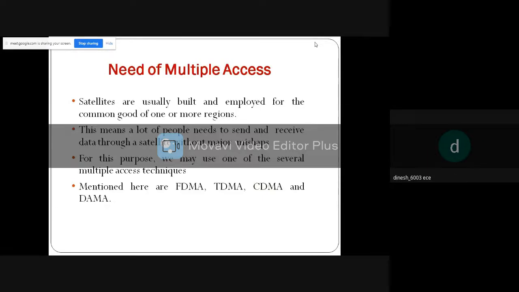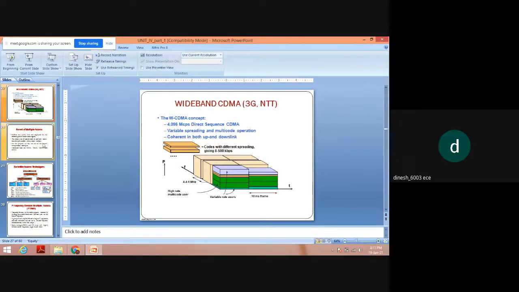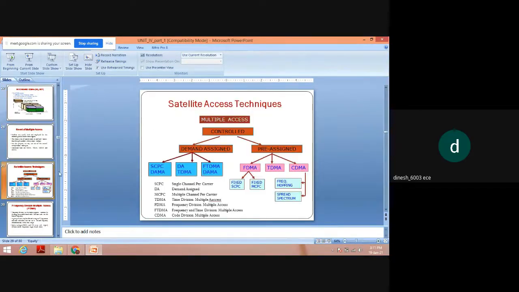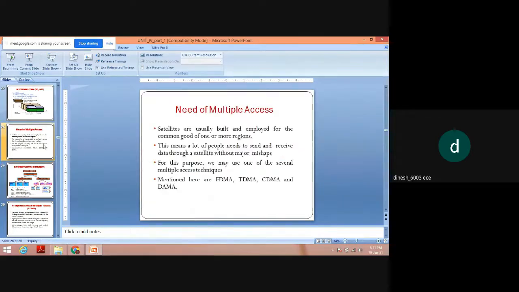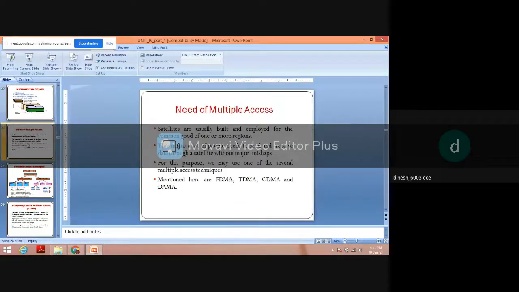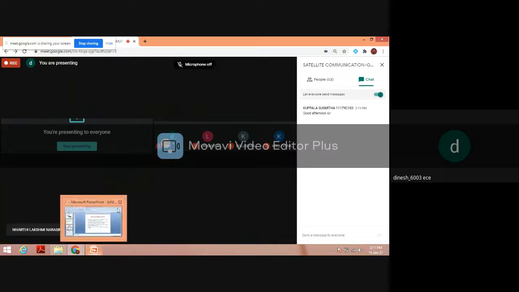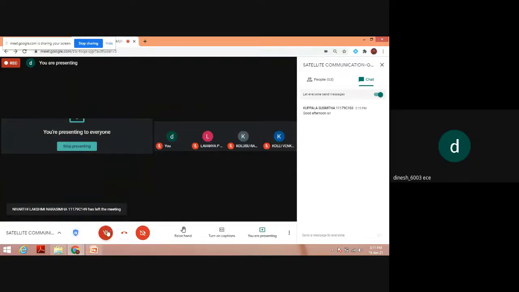So any queries till this? Because next we are moving on to the multiple access schemes, which are the basics for your satellite access. Any queries, type in the chat box. 5 minutes time is given, then I'll go for the next topic.